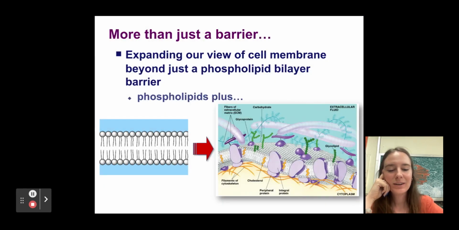Okay, now the membrane is a little bit more complex than just a barrier.